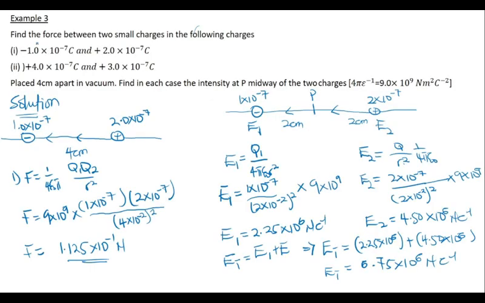So for part II, the two charged bodies that we have are 4 and then 3. Let me rewrite this. The first one is 4, and the second one is 4 times 10 raised to the power minus 7 coulombs. They are both positive, as we can see over here. Let me draw that: positive, positive. So they are repelling each other.